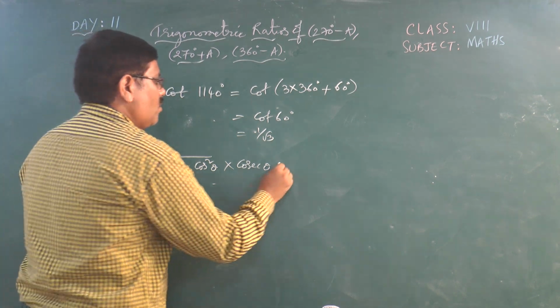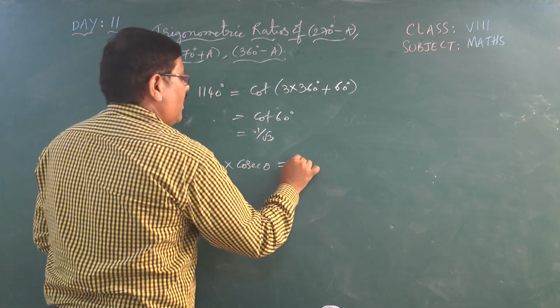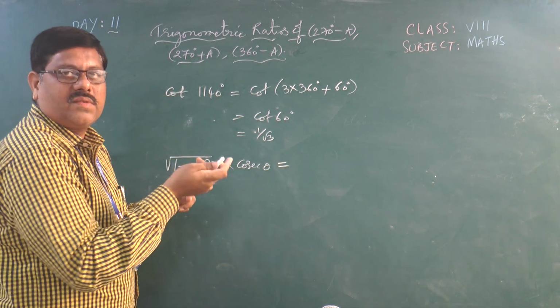So how to solve these kinds of problems? Root over 1 minus cos square theta, in fact we have to write as root over sin square theta, of course, right?